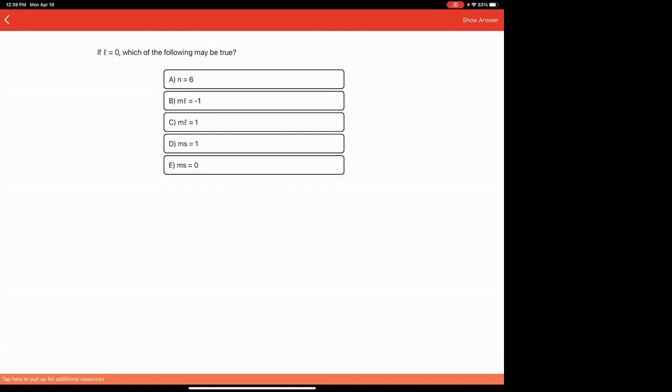What about m sub s? That's the spin quantum number. Can it have a value of 1? No, it can only be a half or minus a half.